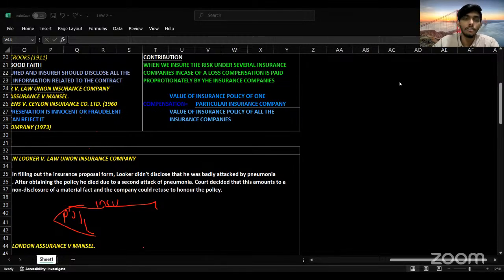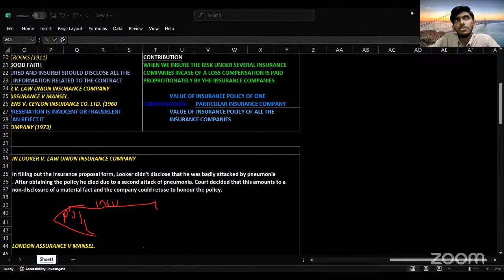So the profit is 180,000? No, that is not happening here. If such a thing happens, it's violating the indemnity concept because you can't earn profits through insurance. It's very clear. In such a scenario, the compensation will be provided proportionately.